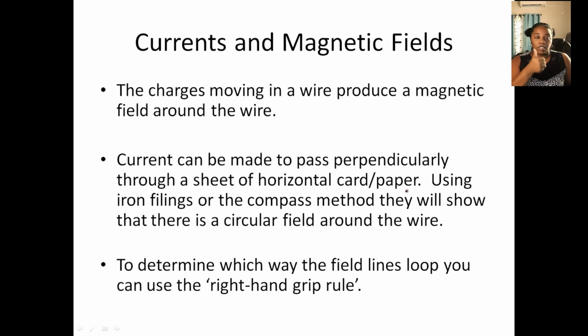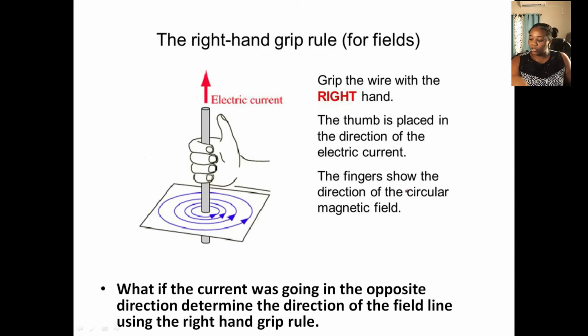To determine which way the field lines loop, you can use the right hand grip rule. So this is my right hand, okay? I'm going to use a pen, and it says grip the wire with the right hand. The thumb is placed in the direction of the current. So once you know the direction of the current, you can just wrap your hand around it using your thumb. So basically, if the current in my pen is going to the north, then I would just keep my thumb up and just put the pen in between my fingers.